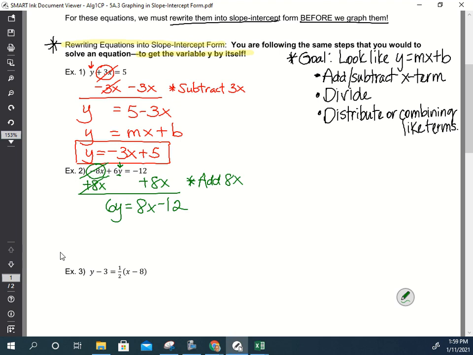So we don't have y by itself, though. What else needs to happen? Someone other than Noah. What else needs to happen so that y is by itself? Divide everything by 6.